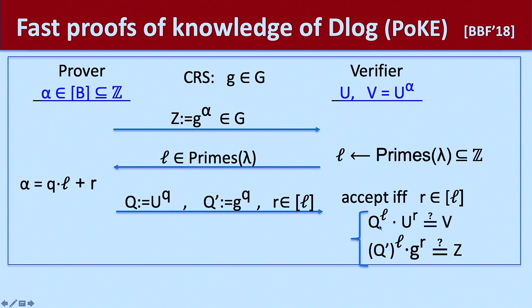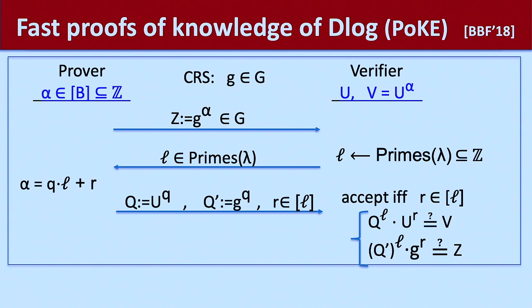Then we accept if this exponentiation proof holds for u and v, and this exponentiation proof holds for g and z. In some sense, we're checking two exponentiation proofs in parallel, one relative to a fresh element g, and one relative to the u and v elements. It's critical to do it this way. If you change anything, this breaks. So that's the protocol.